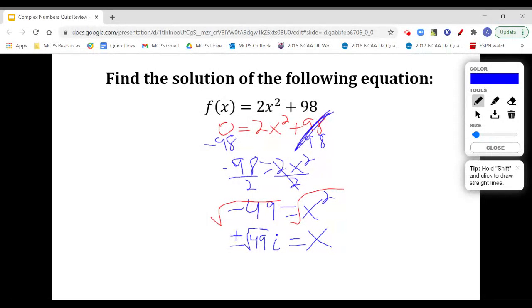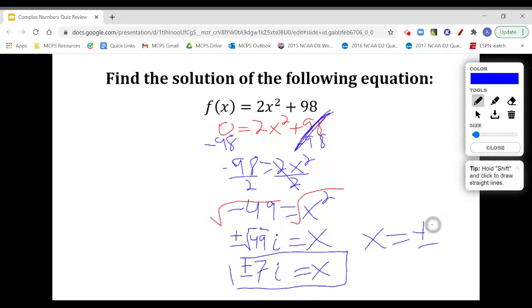And then all you have to do to find your final answer is take the square root of 49. The square root of 49 is 7. So I find that x is equal to plus or minus 7i. Again, you can always rewrite this if you want to, but the order you write it doesn't really matter.